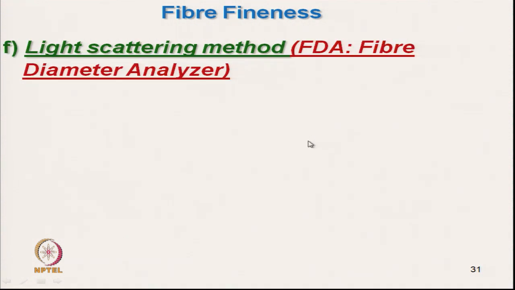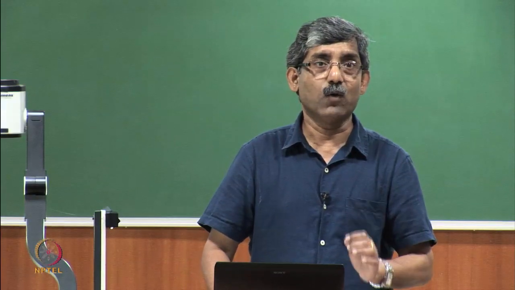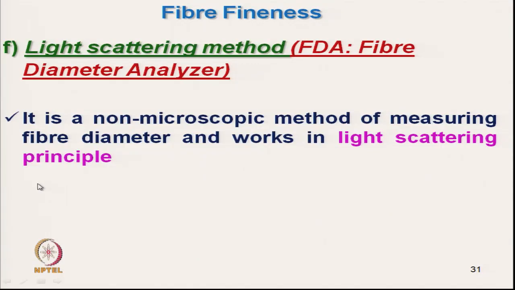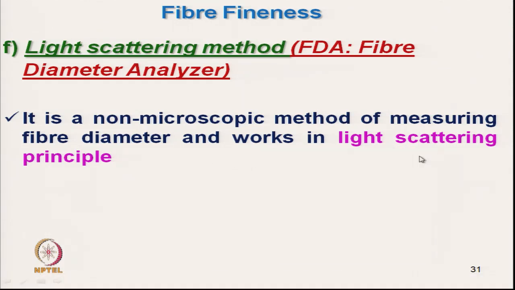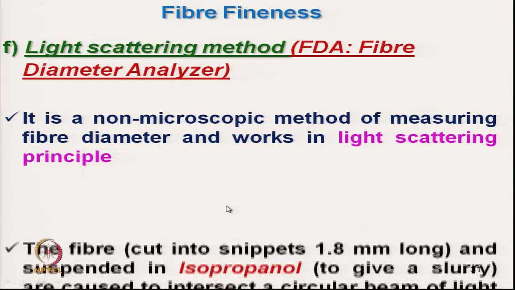The light scattering method is called fiber diameter analysis. The analyzer works on a light scattering principle. This is not a microscopic technique, although light is used. It is a non-microscopic method of measuring the fiber diameter, by the light scattering technique.